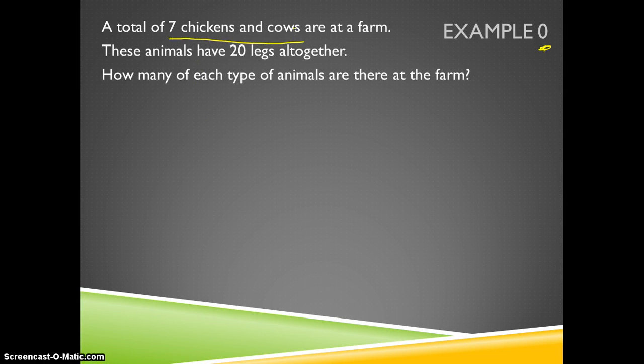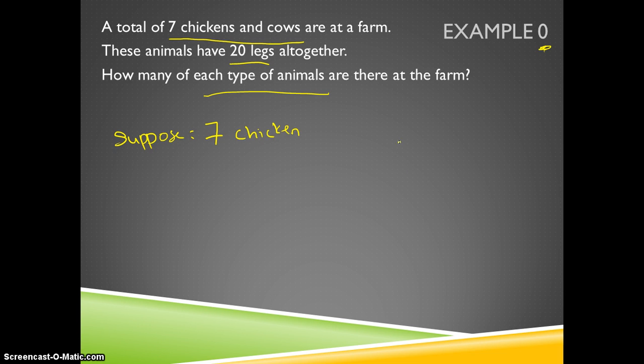I have a total of 7 chickens and cows. These animals have 20 legs altogether. So that means the 7 chickens and cows have 20 legs altogether. How many of each type of animal are there at the farm? I'm going to suppose. That's why this is called make a supposition. I'm going to suppose there are altogether 7 chickens. That means there are no cows. So I'm going to suppose, or make a suggestion, that there are 7 chickens and no cows. So that is my guess.